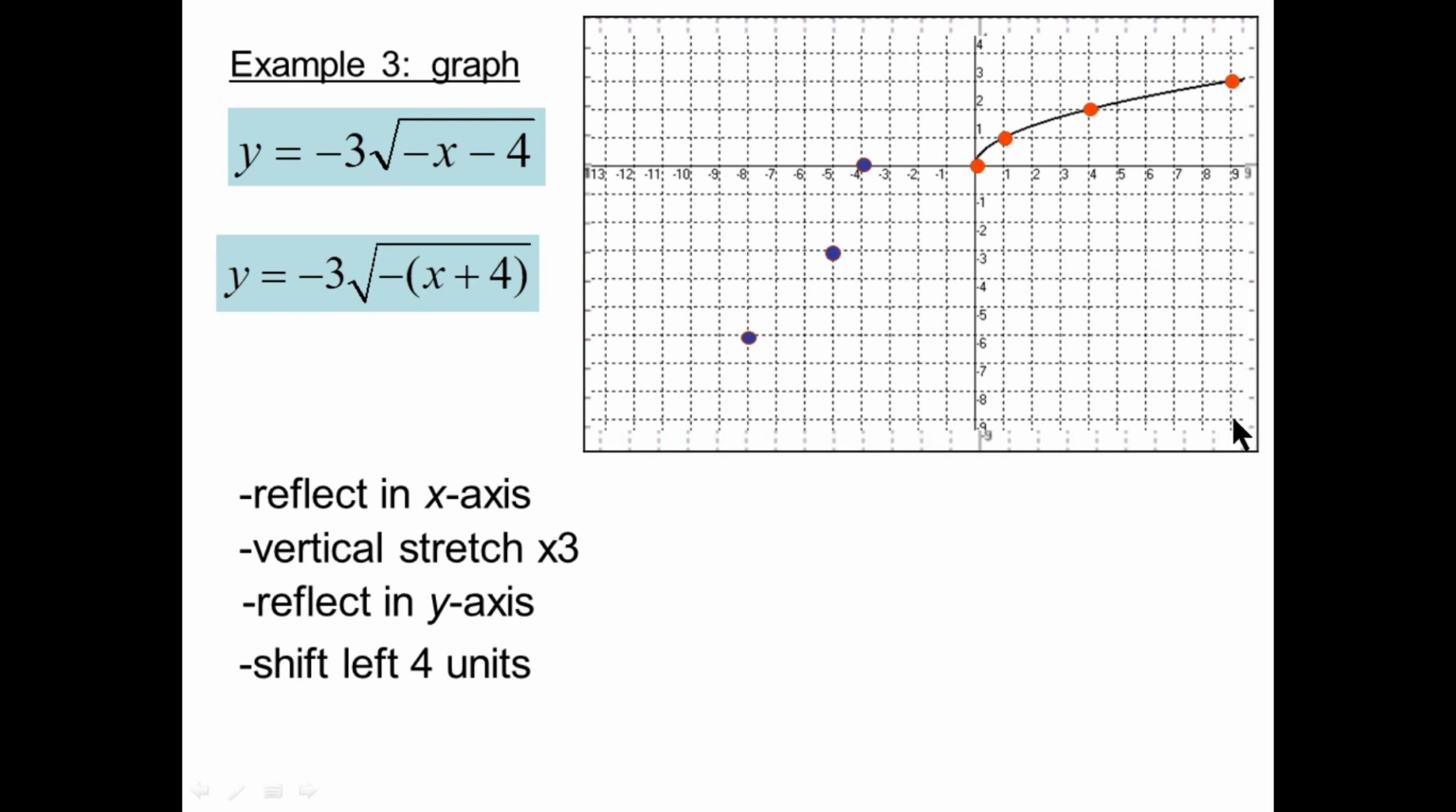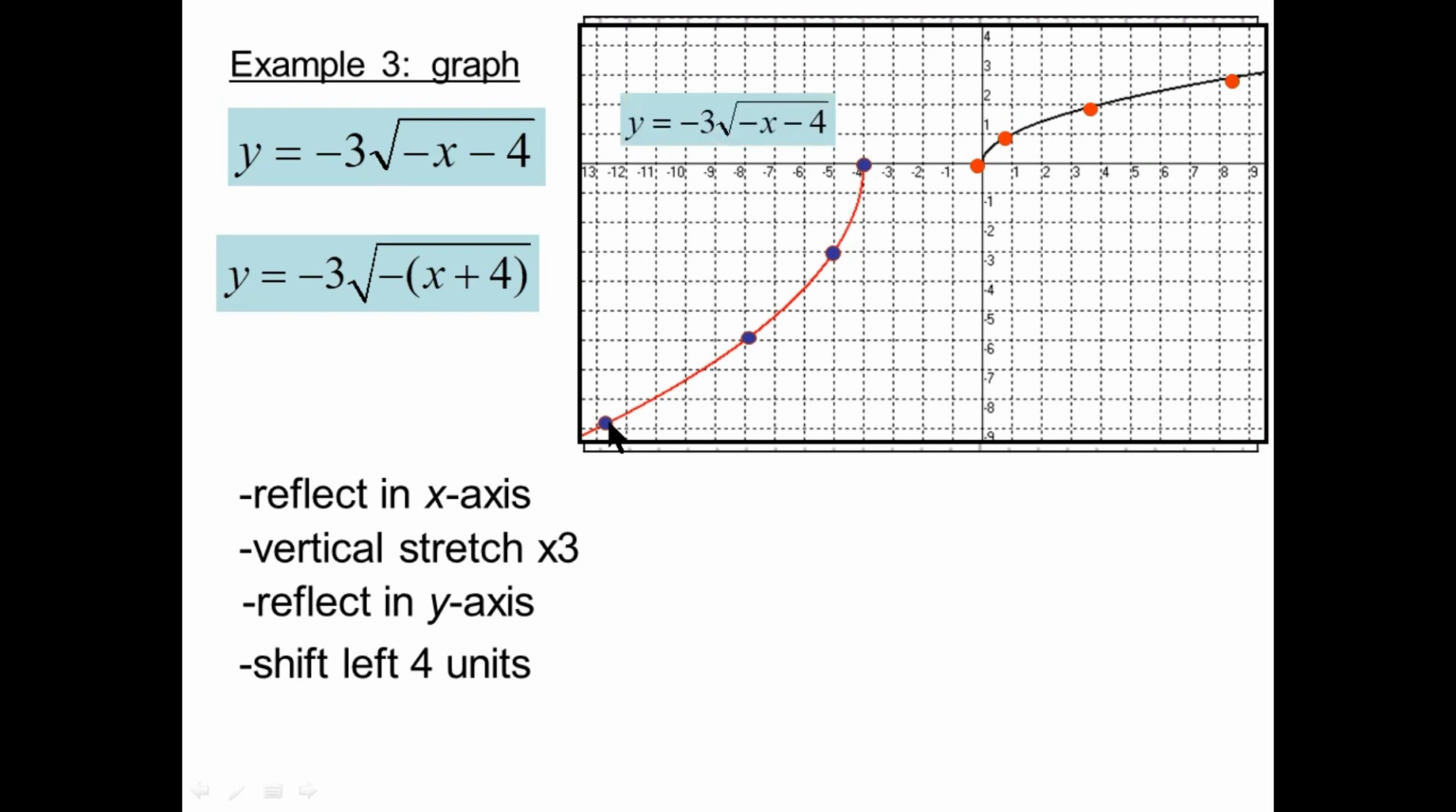Reflect in y. Well, I'm 9 to the right, so I have to go 9 to the left. 2, 3, 4, 5, 6, 7, 8, 9 to the left, and then shift left 4. My eyes are just going down the list of transformations. 1, 2, 3, 4, and put a point right there. Join them together, label your curve, and you've graphed y equals -3 root negative x minus 4. That's the procedure for graphing.